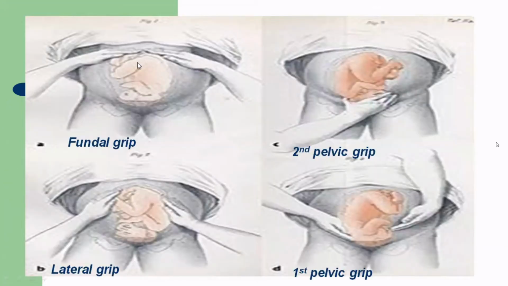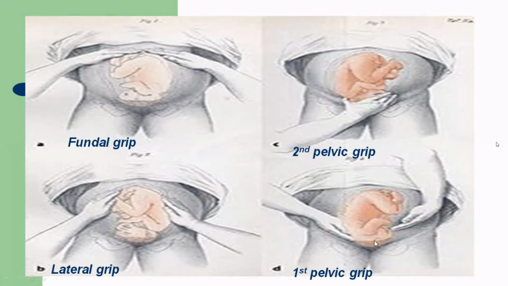This is the fundal grip to know the part of the fetus lying in the upper uterine segment. This is the lateral grip. You keep your hands on either side of the umbilicus to know where the fetal back is and where the fetal limbs are. Okay. This is the second pelvic grip or third maneuver or pollex grip. This is done by a single hand, right hand, just above the symphysis pubis.